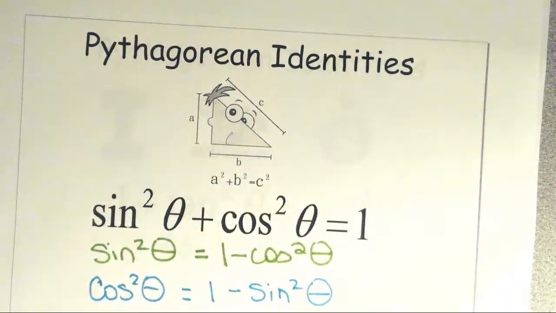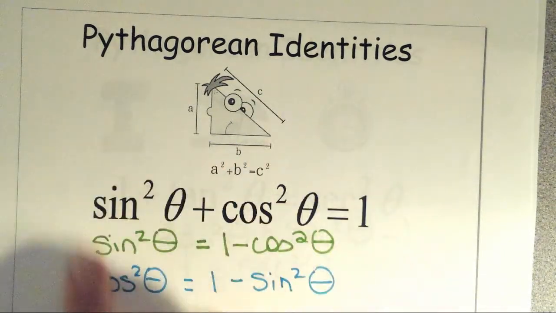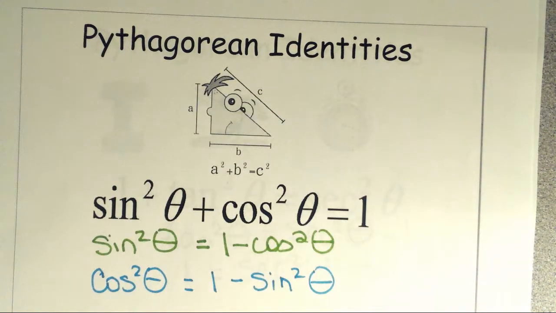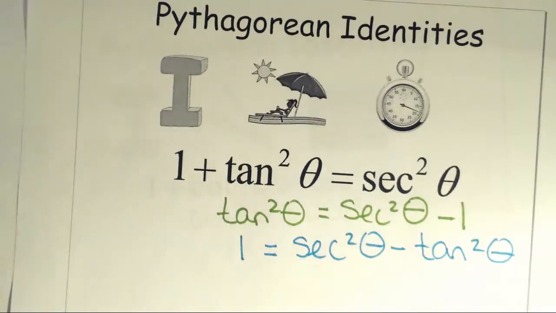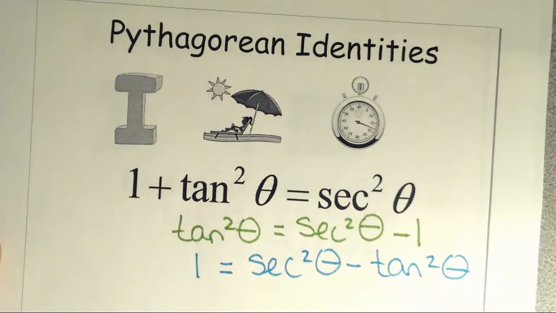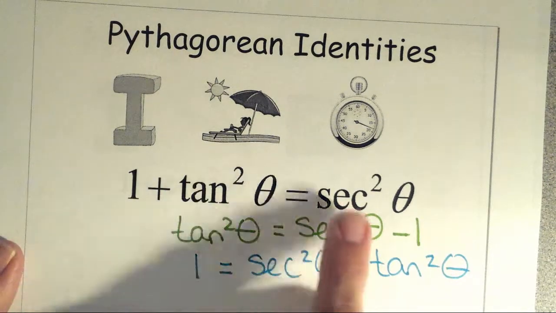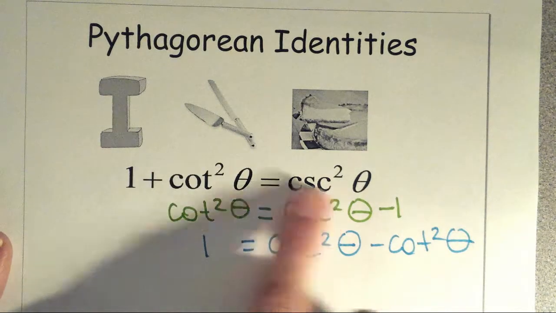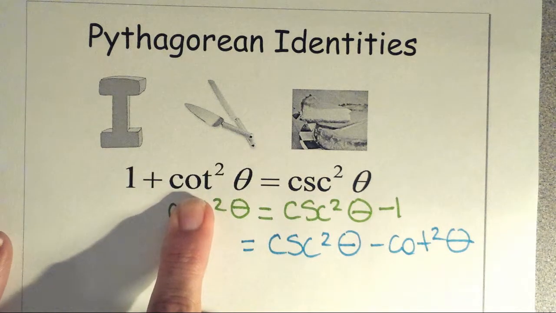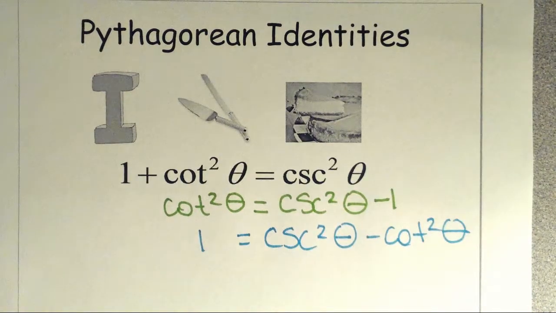And we want to know our 3 Pythagorean identities. Our Phineas and Ferb, sine squared plus cosine squared equals 1. Our Islandman, I tan in a second, 1 plus tangent squared equals secant squared. And our fancy restaurant, I cut the cheesecake, 1 plus cotangent squared equals cosecant squared.